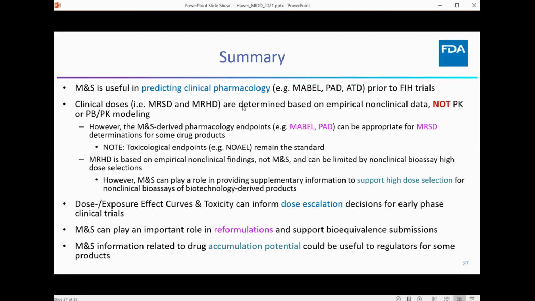Also, we talked about how dose exposure effect curves and toxicity can inform dose escalation decisions for early phase clinical trials, and how MNS can play an important role in reformulations and support bioequivalence submissions. We also talked about how MNS information related to drug accumulation potential could be useful to regulators for some products. And this is an area where there remain many knowledge gaps.